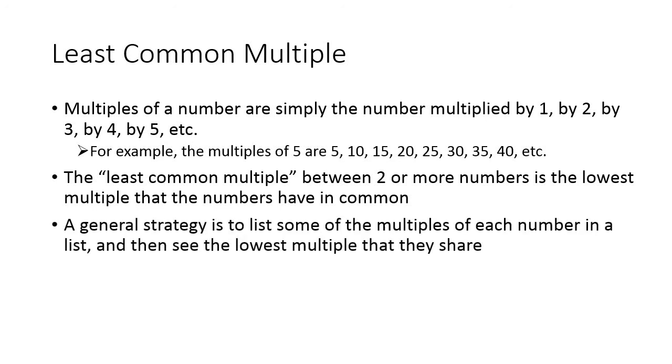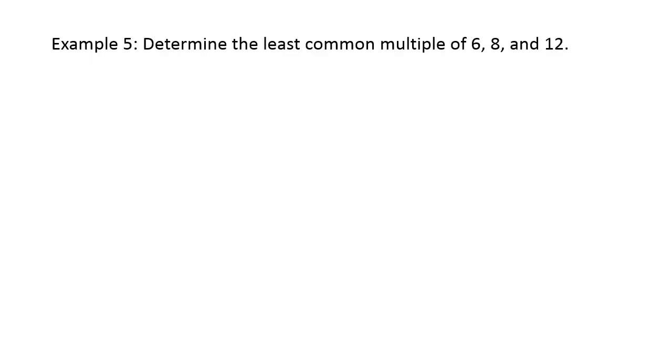A general strategy is to list some of the multiples of each number in a list and then see the lowest multiple that they share. Let's look at an example. Example 5. Determine the least common multiple of 6, 8, and 12. Step 1. List some multiples of 6. So 6, 12, 18, 24, 30.